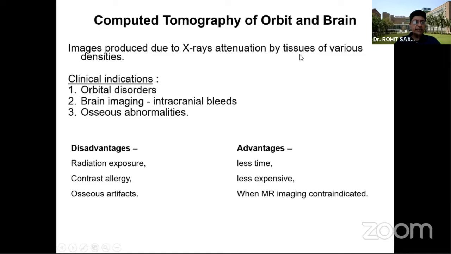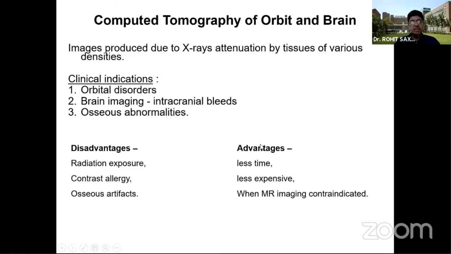The key reasons why we would order a CT scan would be orbital disorders, brain imaging, an immediate urgent intracranial bleed if it's suspected, say trauma or stroke, and more importantly for our cases, osseous or bony anomalies. The disadvantage is radiation exposure, which has been much discussed during these COVID times. Of course, contrast, because more often than not you need that. And if you're not looking at bone, the bone creates a lot of artifacts which make it difficult for us to appreciate or understand.